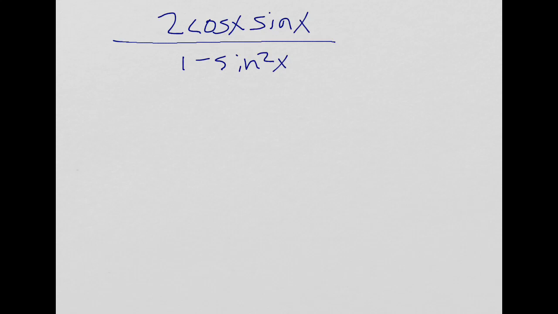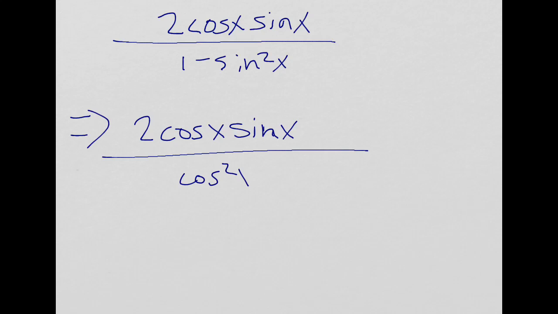Alright, what could I change that denominator to? Cosine squared x. Because I can manipulate this with the Pythagorean theorem. Instead of 1 minus cosine squared, I could do 1 minus sine squared and make it equal to cosine squared. So I could plug in cosine squared to the bottom. Alright, so that's 2 cosine x sine x over cosine squared x.